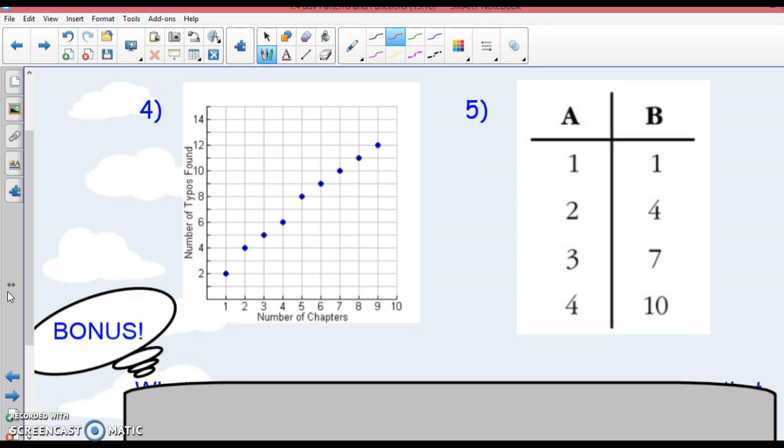So, what's my input on this point right here? 1, what's my output? 2. Now, are there any other 1 inputs? Okay, so 1 input, 1 output. What's my input here? What's my output? What's my input here? 5, 4, 6, 5, 8, 6. You get the idea. Does every input on that graph have 1 output? Yes, it does.